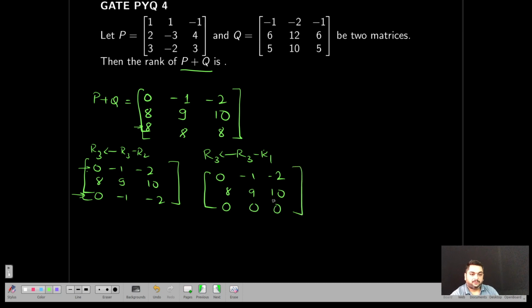Okay. Can you further reduce this? You cannot reduce this further. It's already in echelon form. You can make this 0, but you cannot, because there is a 0 here. So this is the final reduced matrix. So how many linearly independent rows? 2. So the rank of P plus Q is equal to 2.